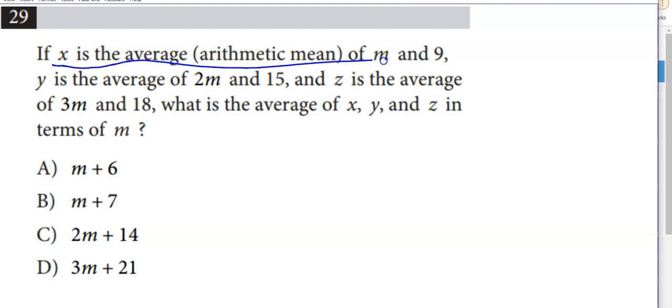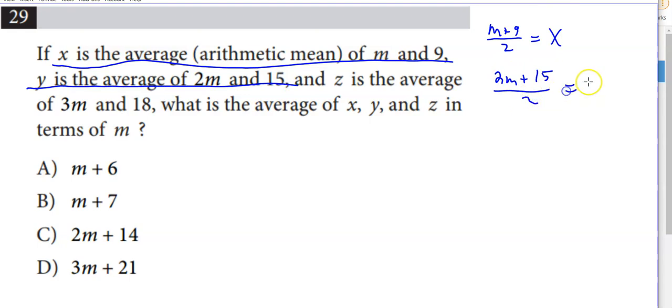X is the average of M and 9. So to average two numbers, you're going to add them up, M and 9, and divide by 2. That should be X. Y is the average of 2M and 15. So to average those numbers, you're going to add up 2M plus 15 divided by 2 is going to equal Y. And Z is the average of 3M and 18. So if I add up 3M plus 18 divided by 2, I get Z.